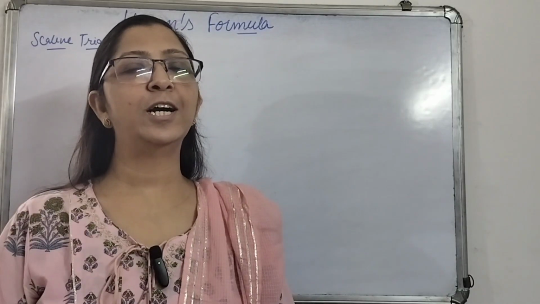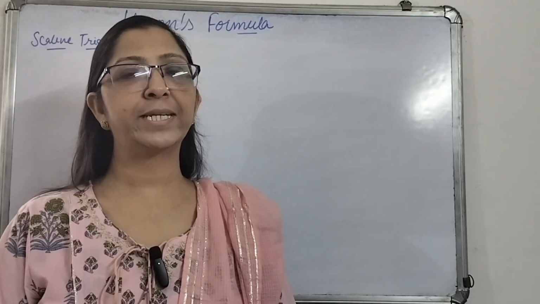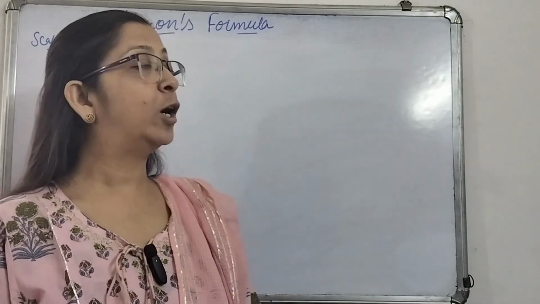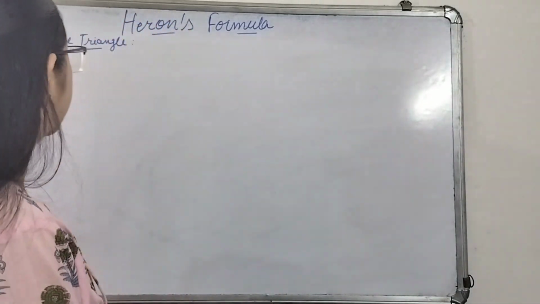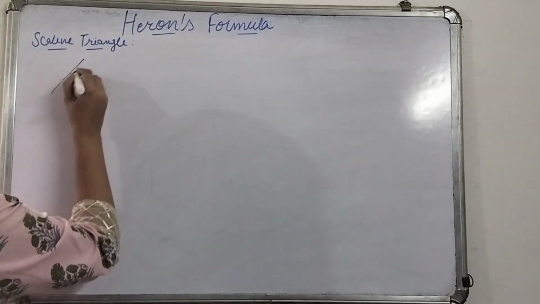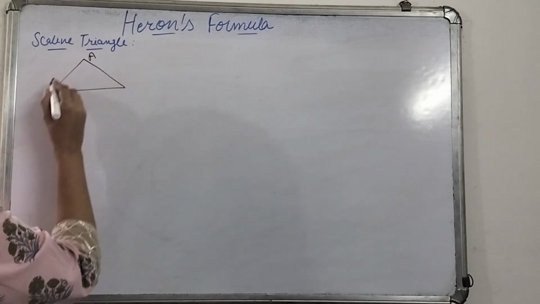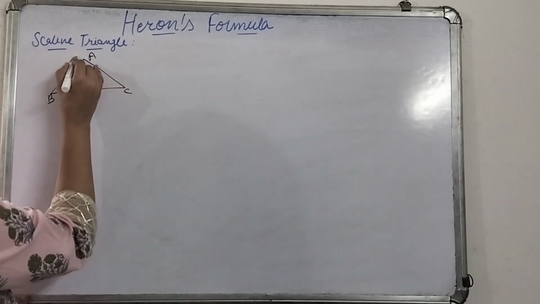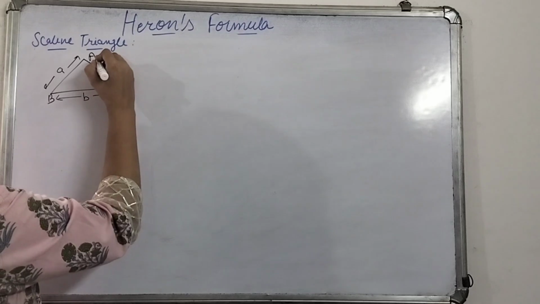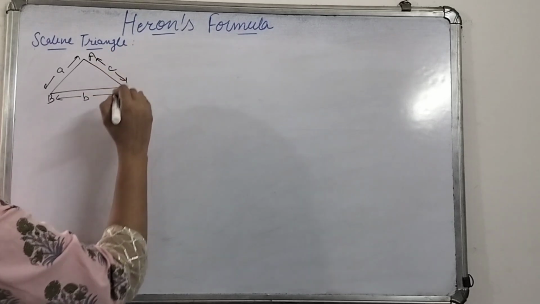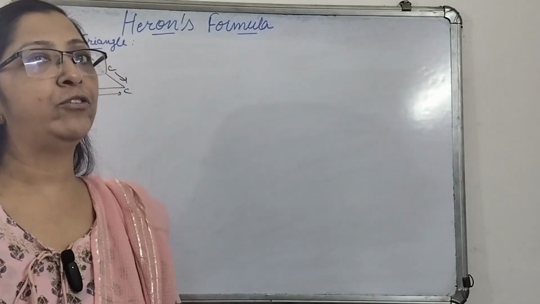Just now we have seen how to find the perimeter and area of an equilateral triangle and an isosceles triangle. Now let's see how we can find the area of a scalene triangle. We know that a scalene triangle is a triangle in which all three sides are of different measurement. If ABC is a scalene triangle with one side as A, another side as B and the third side as C, then how can we find the area of this type of triangle?